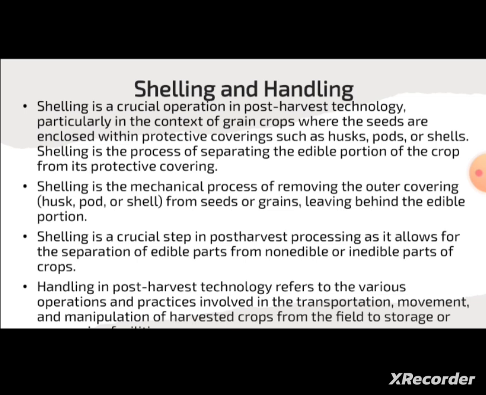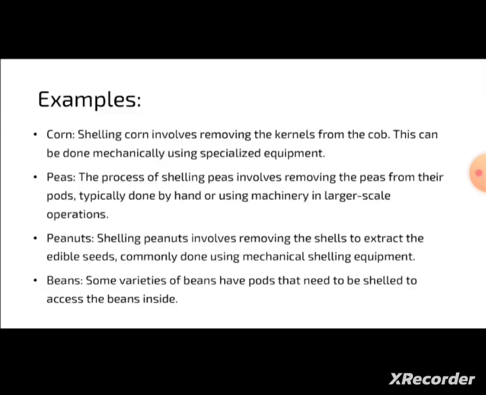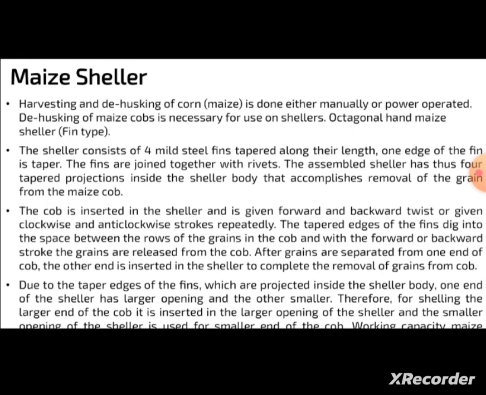And handling in post harvest technology refers to the various operations and practices involved in the transportation, movement, and manipulation of harvested crops from the field, storage or packaging area, or farm produce to the marketing area or any other processing area. In this, certain examples are shown: corn shelling, peas, peanuts, beans, groundnuts. There are different types of shellers.